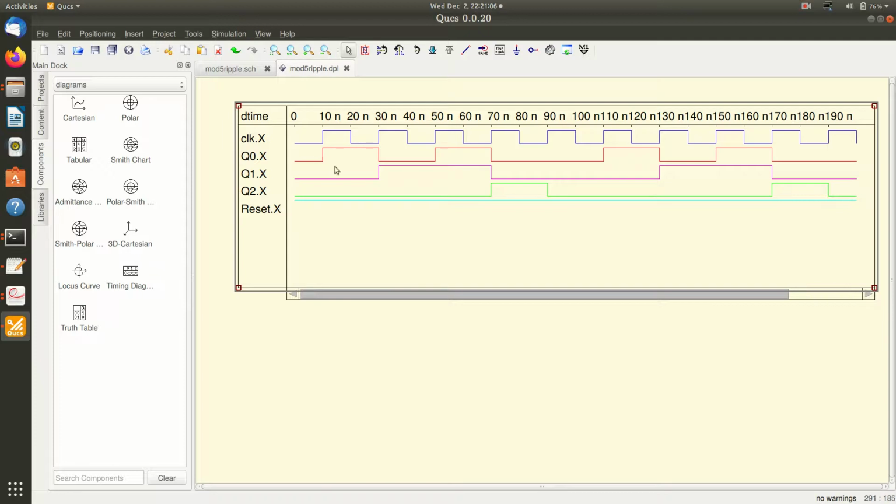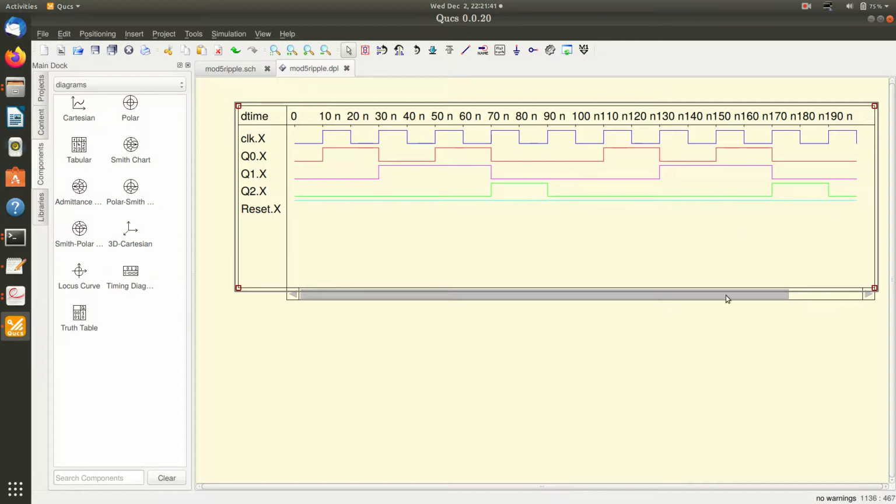But here, it counts 000, 001, 010, 011, 100. Up to that it is fine. Then this is 100. After that, the reset goes low, and all the flip-flops are cleared. Here you can see the resetting signal comes at 90 nanoseconds, and all three flip-flops are cleared, and now it counts 000, again it counts 001, 010.